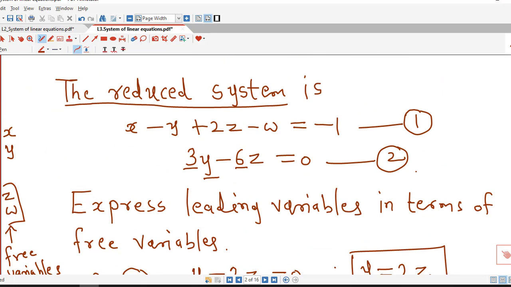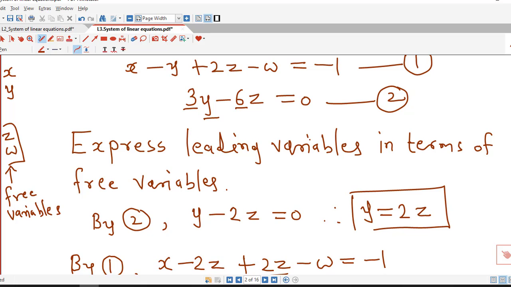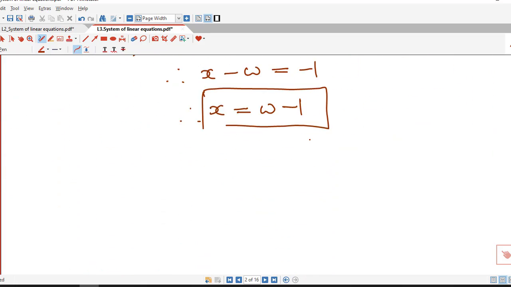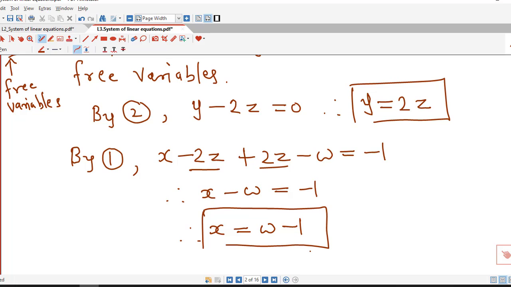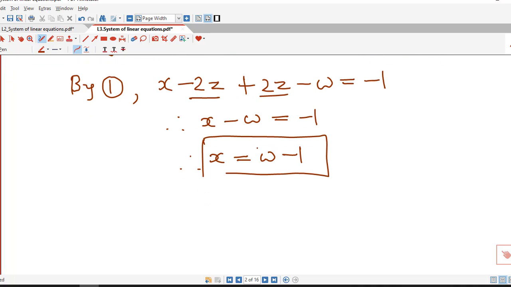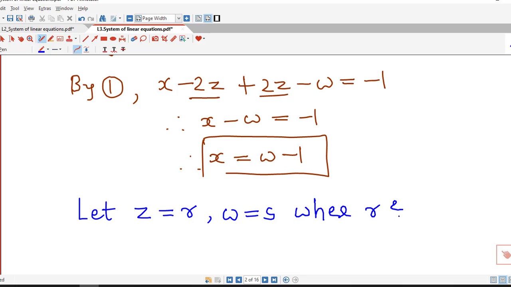So what we have done is, after writing the reduced system, we have expressed leading variables in terms of free variables. x is w minus 1, y is 2z, and z and w are free variables. Now z and w are free variables, that means we can assign any value to z and w. So we assign, let z be small r, which is any real number, and w be small s, where r and s are any real numbers.